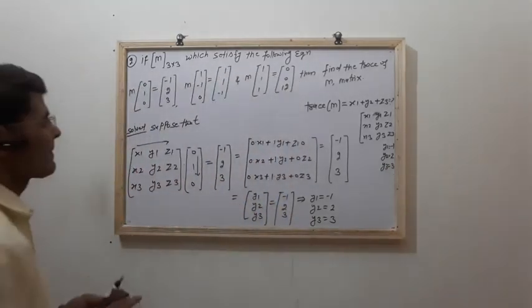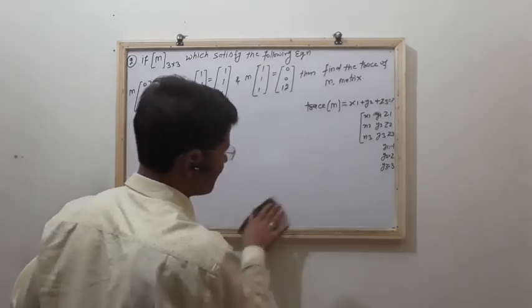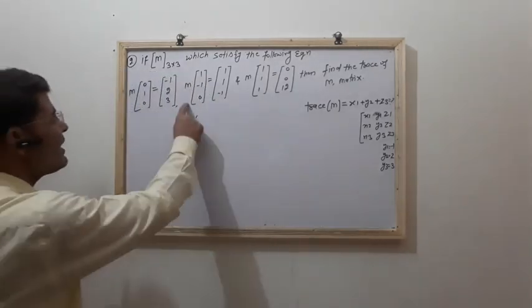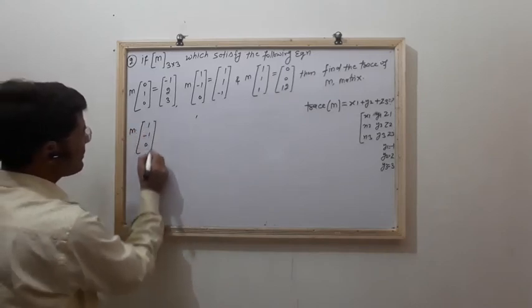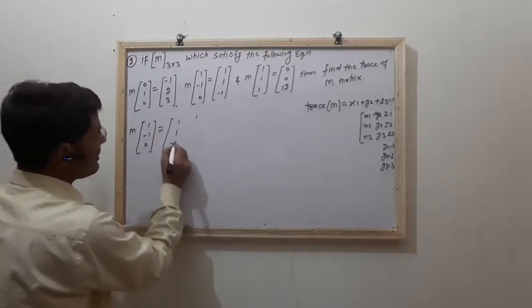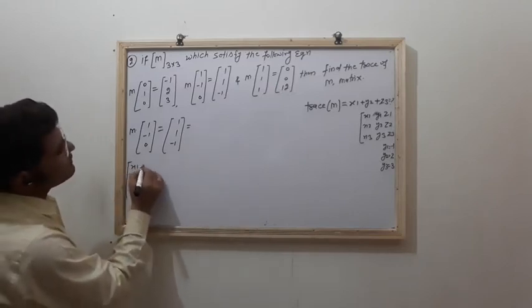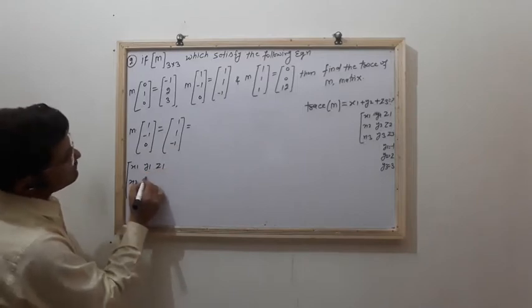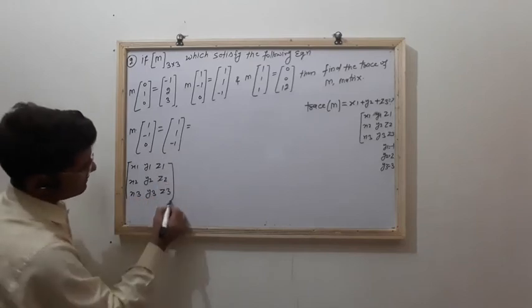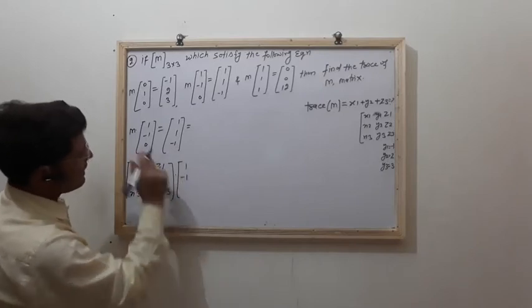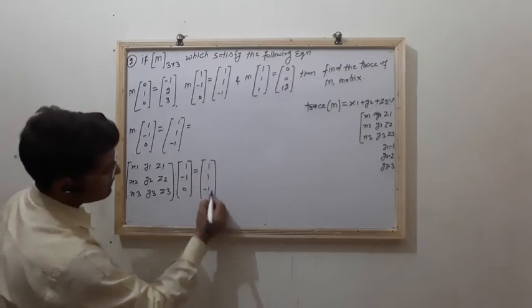Next, again given that m into 1, minus 1, 0 is equal to 1, 1 and minus 1, means that the value of m, x1, y1, z1, x2, y2, z2, x3, y3 and z3 into 1, minus 1 and 0 is equal to 1, 1 and minus 1.